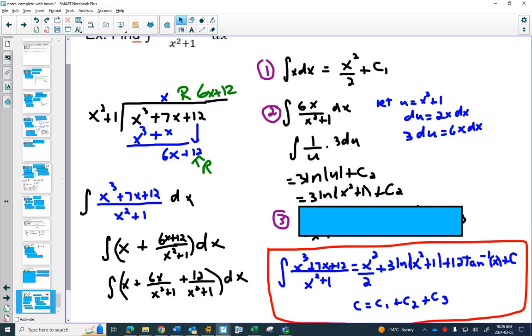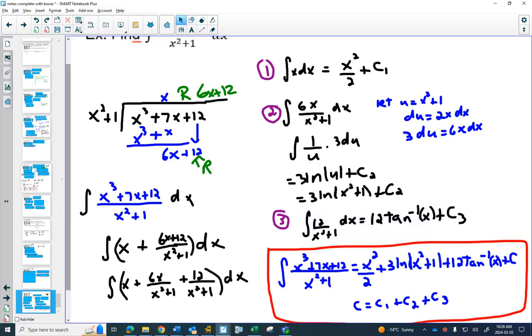And if I do the third integral, which is 12 over x squared plus 1, that's just 12 tan inverse. So when I did each of those integrals separately, they all would be plus c, but they would be plus different c's, so I used c1, c2, c3. In the end, your final integral will just be plus c.